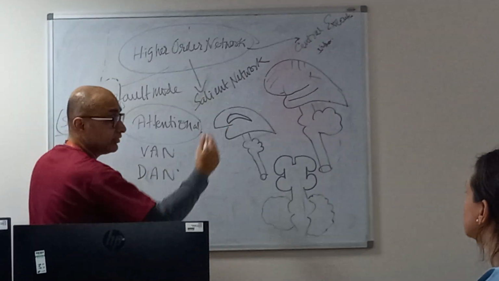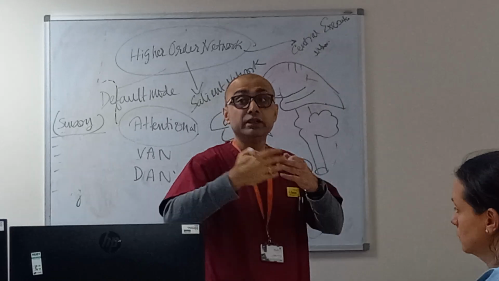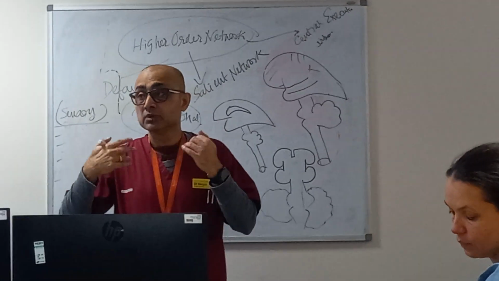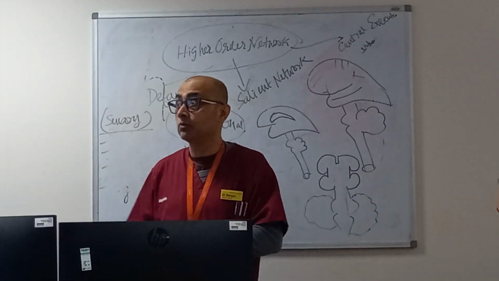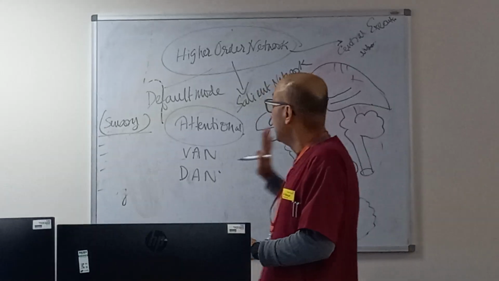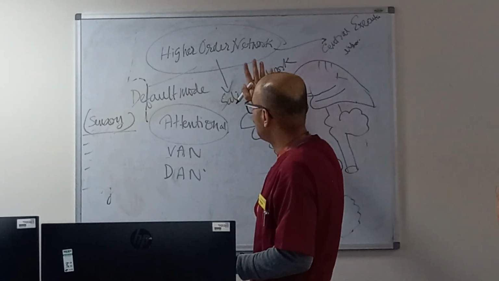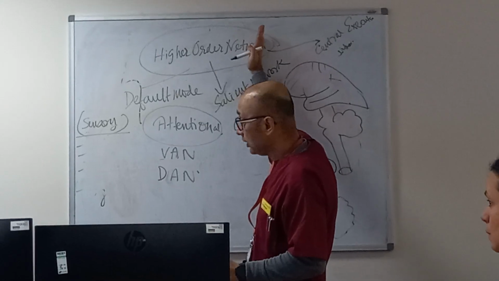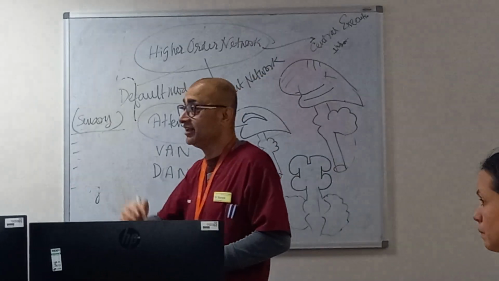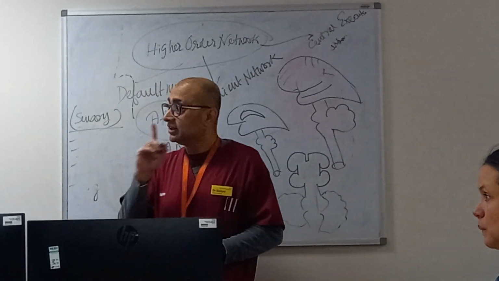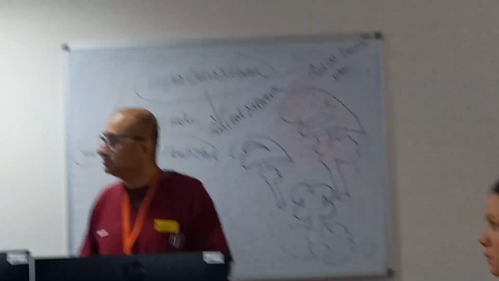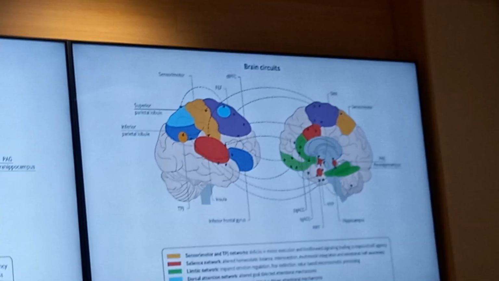And finally, there are other networks like the language network, and the limbic network, like emotion. So these are the other networks. For this talk, we will forget all the sensory and other networks. We will concentrate on the higher order network and attentional network. Next slide, please. Let's go to the next one.